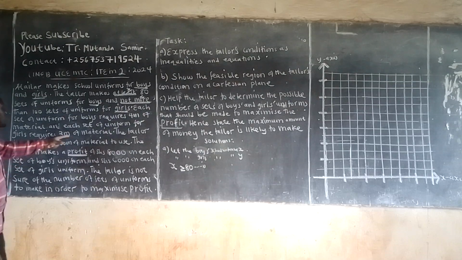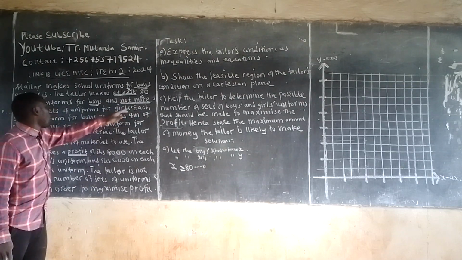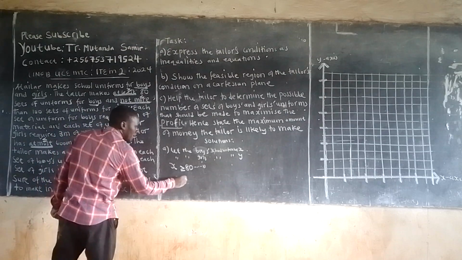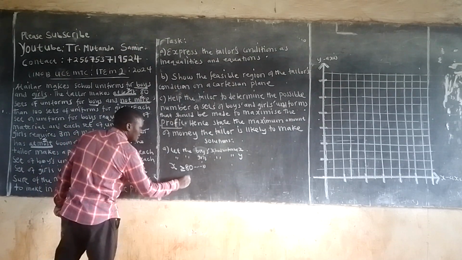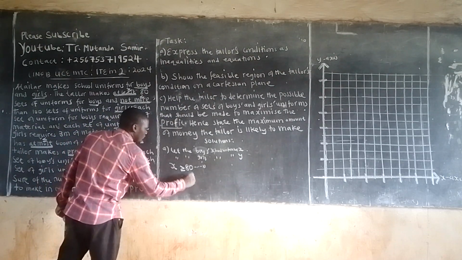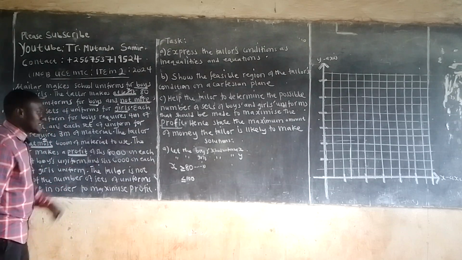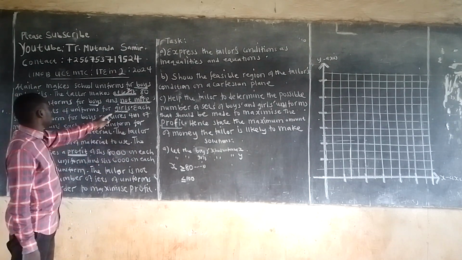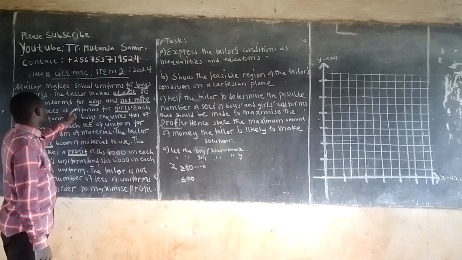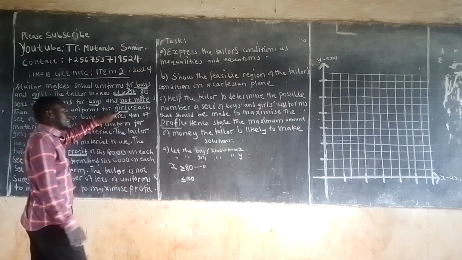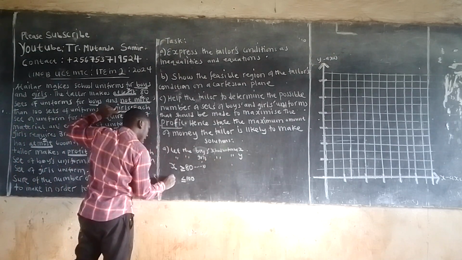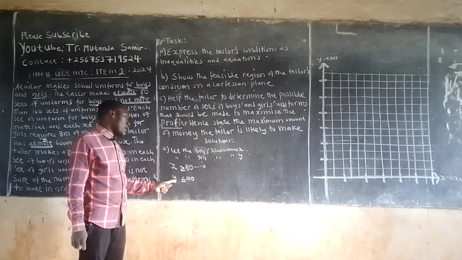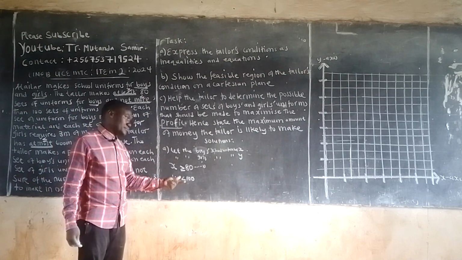Proceeding, they are saying, and not more than 100 sets. Not more than means this. Not more than 100 sets of uniforms for what? For girls. But for girls, they are using Y. So this means that the number of uniforms they make for girls is less than or equal to 100.